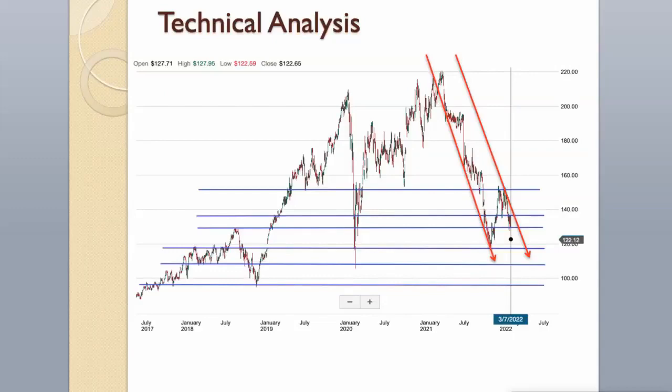Technical analysis. The stock is a bad performer in the overall market. The short-term trend is negative, the long-term trend is negative. There should be more interesting stocks out there.